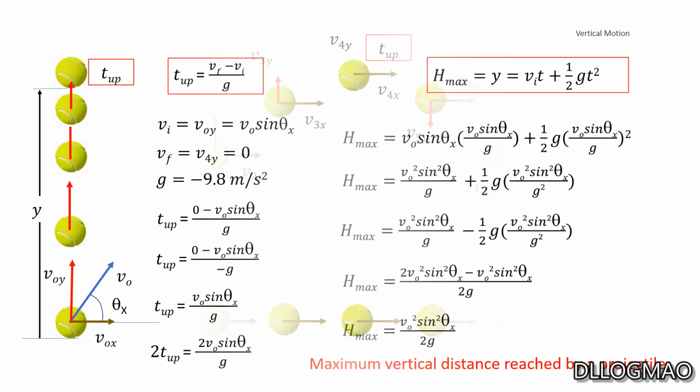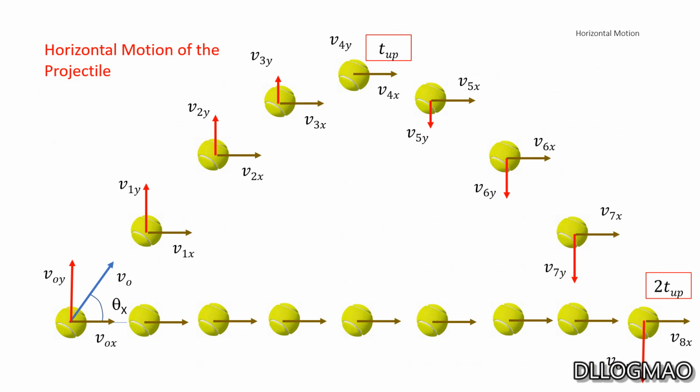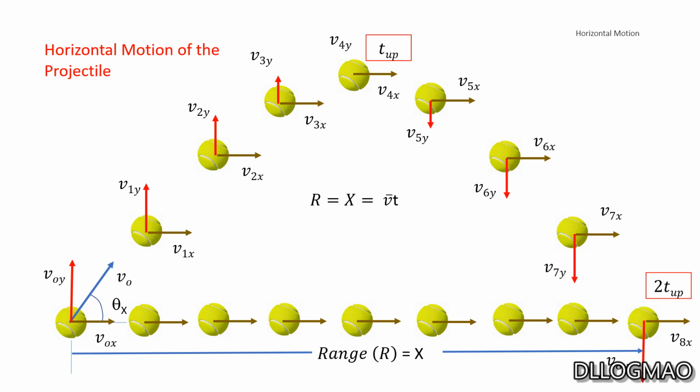The horizontal motion of the projectile. The horizontal distance covered by the projectile is called range, r, which is equal to the x, or distance traveled by a body with uniform motion. The range r equals x is equal to average velocity times the time of travel. The average velocity is equal to the x component of the initial velocity, v sub 0, and the time taken is twice of time sub up.